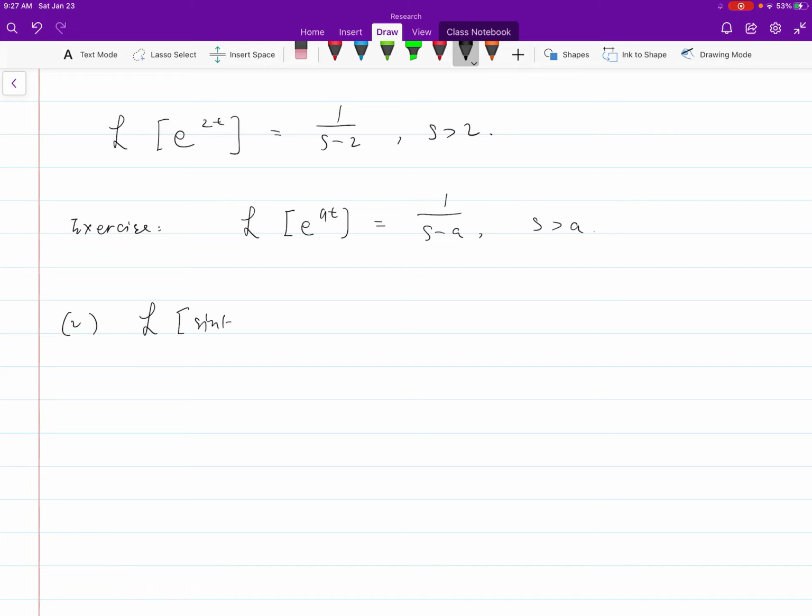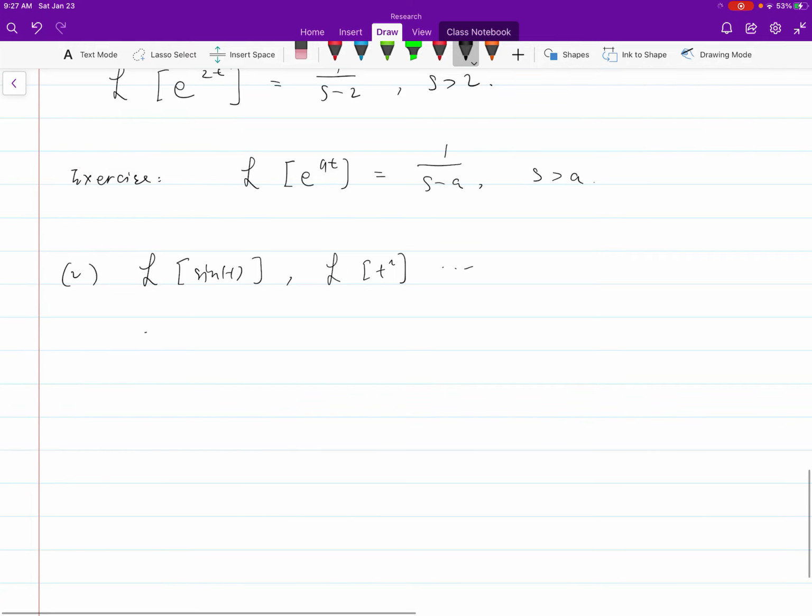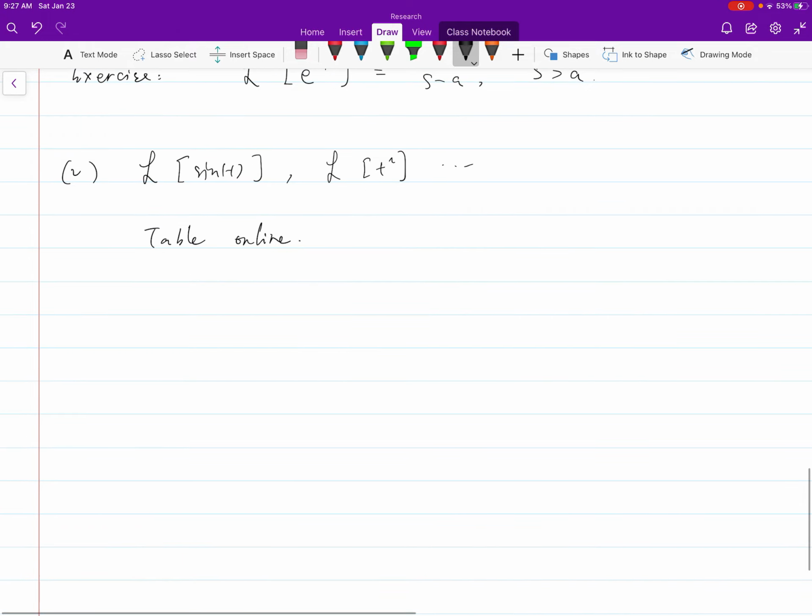What about other stuff, like L of sine t, maybe? Or L of t squared, things like that. We have all kinds of Laplace transforms, and all you need to do is try to do the integration. For some easy functions, we can show that it is doable. You can find a detailed table online. But how did they get the table? They just did the computation once, and because these were used frequently, they put the tables online. You can do that.